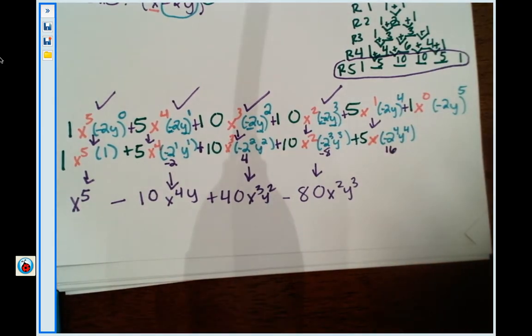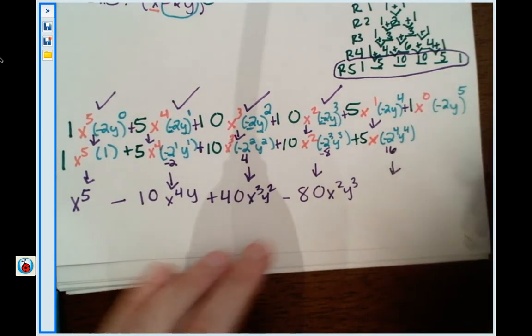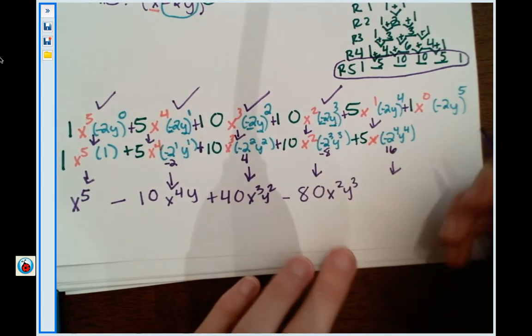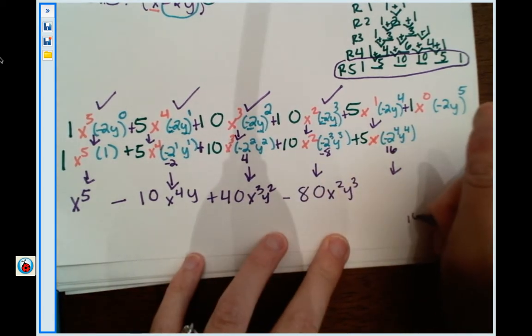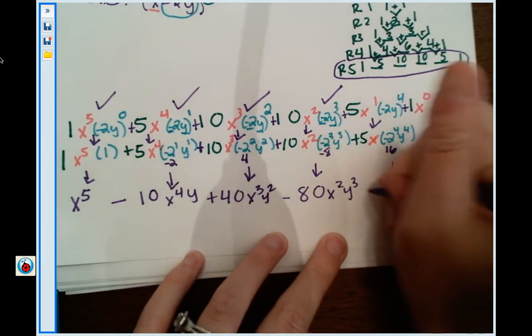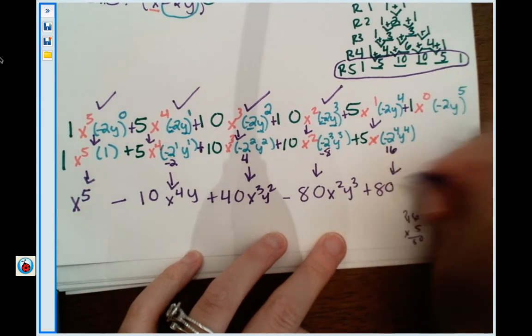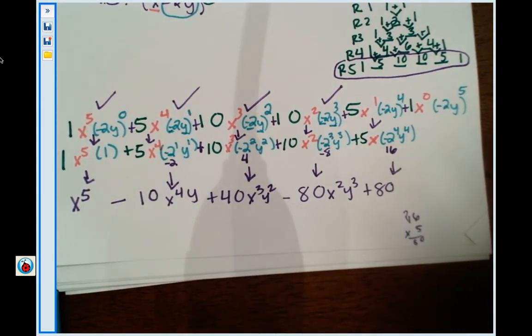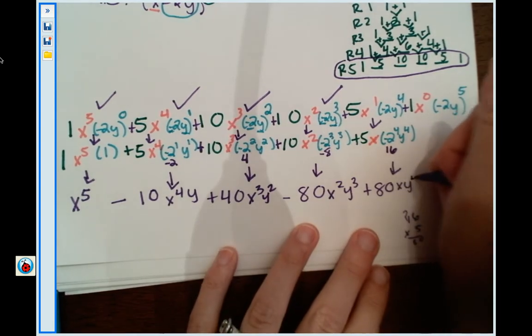Okay, let's bring this down. So 5 times 16 will be 80. I'll double check, but I'm pretty sure that's right. 16 times 5, yes, 80. And that's a positive 80. So positive 80. And then my x and my y to the fourth remain as x, y to the fourth.